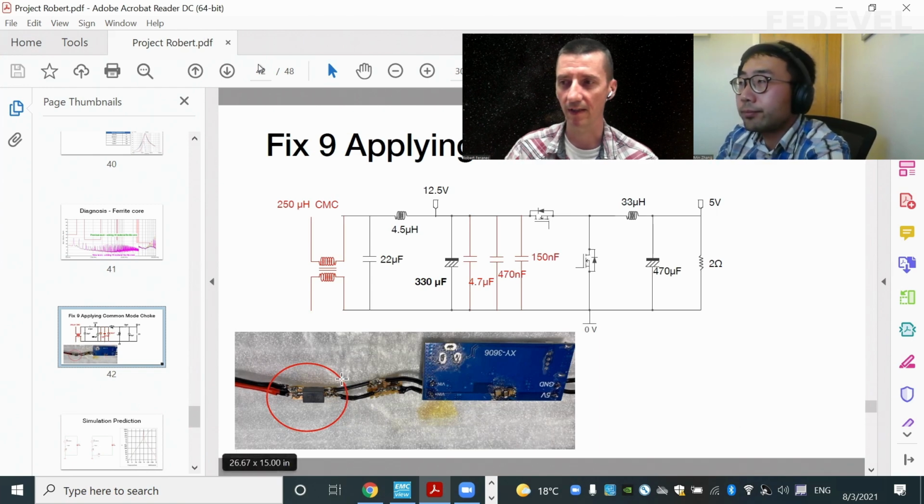How did you come up with the value for this common mode choke?